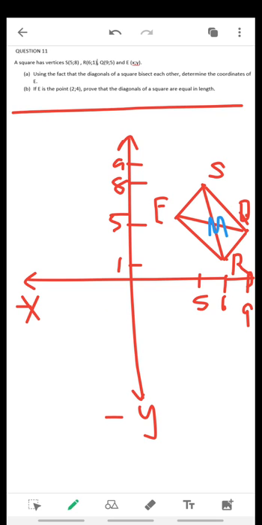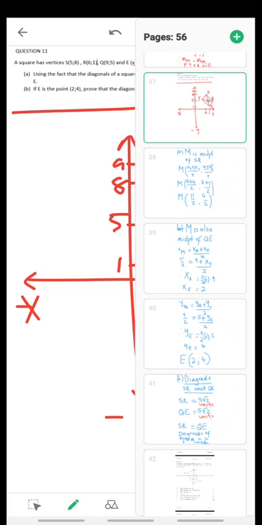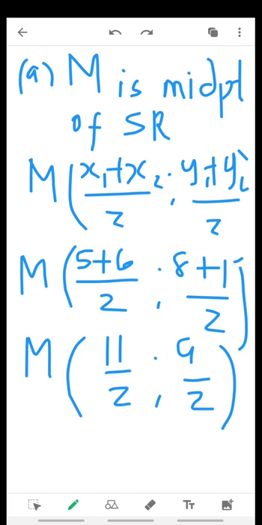Okay, so M is the midpoint of SR. Why do I say SR, not EQ? It's also true that M is the midpoint of EQ, but I'm saying SR because I know the coordinates of S and R, and I can find M. Okay, let's do that. I found that M was 11 over 2, 9 over 2, using the midpoint formula.